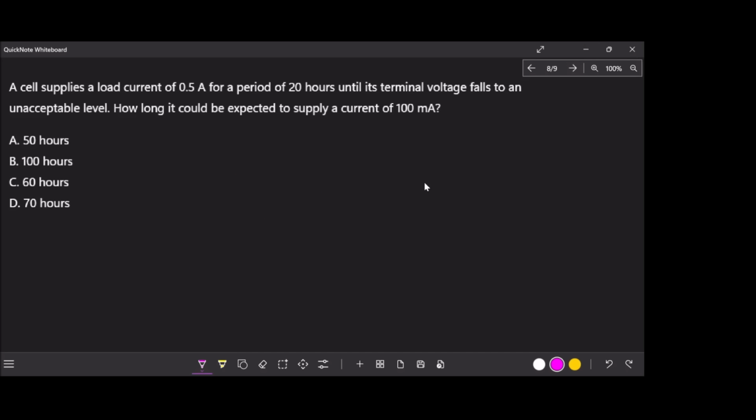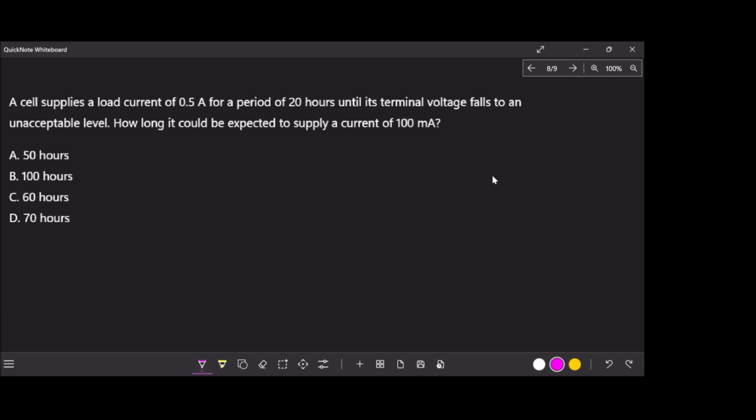Okay, we have here our last problem for this episode. A cell supplies 0.5 amperes of current for a period of 20 hours until its terminal voltage falls to an unacceptable level, meaning the battery is drained. How long could it be expected to supply a current of 100 milliamperes?